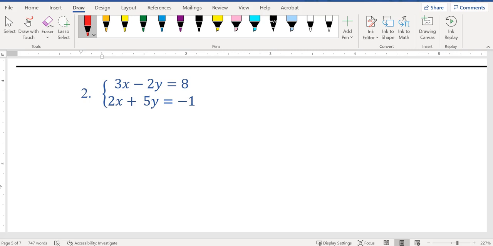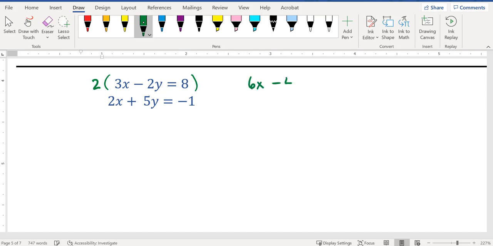I need to eliminate one of the variables. We can choose the x or the y. I'm going to eliminate, eeny, meeny, miny, mo. Let's get rid of the x's. Okay, the first equation has a 3. The second has a 2. The least common multiple between the two is 6. So to get the top equation to say 6x, I need to multiply everything by 2.